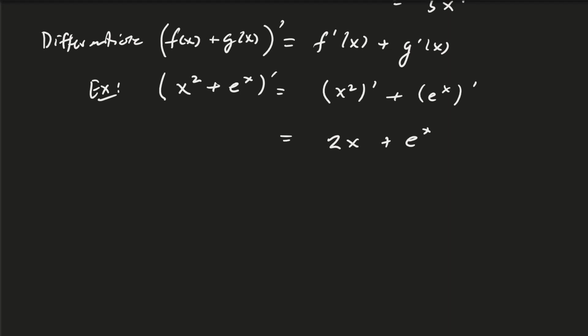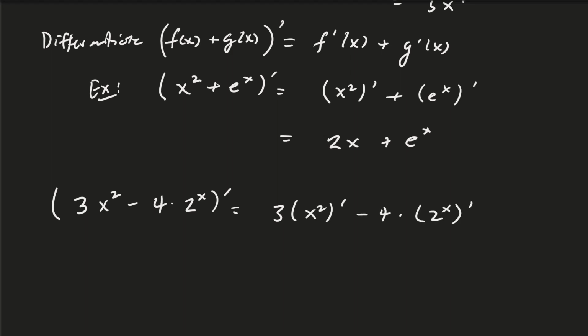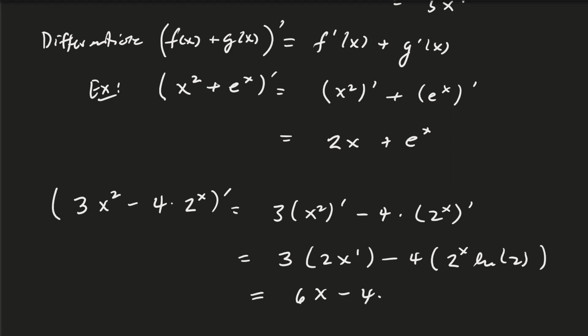So putting these two together, how would I differentiate 3x squared minus 4 times 2 to the x? Well, that would be 3 times the derivative of x squared minus 4 times the derivative of 2 to the x. And so that would be 3 times 2x to the 1, using the power rule. And then minus 4 times 2 to the x times the natural log of 2 using our exponential rule. So altogether then that would be 6x minus 4 times 2 to the x times the natural log of 2. Very good. Those are the rules we're going to be using.